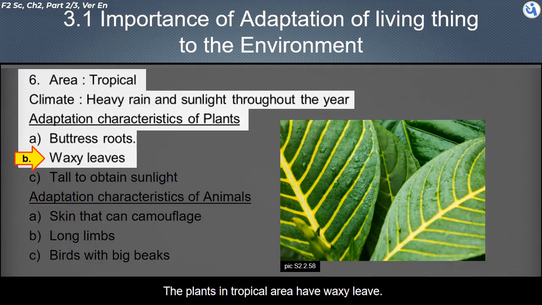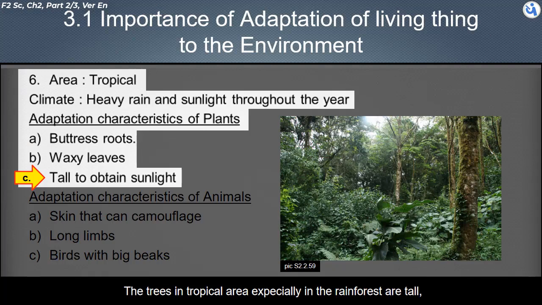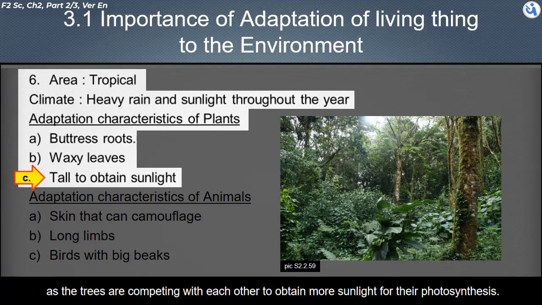The plants in the tropical area have waxy leaves. The purpose of this waxy layer on the leaf is to help the plant to retain water. The trees in the tropical area, especially in the rainforest, are tall, as the trees are competing with each other to obtain more sunlight for their photosynthesis.